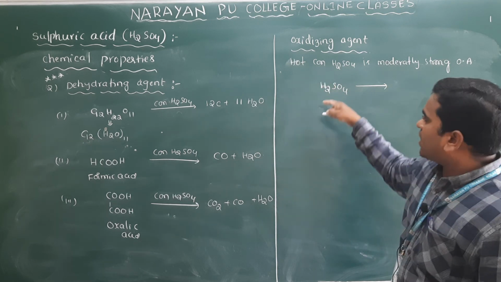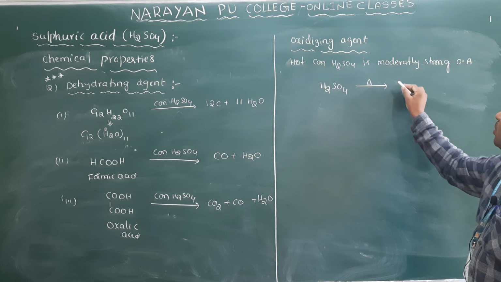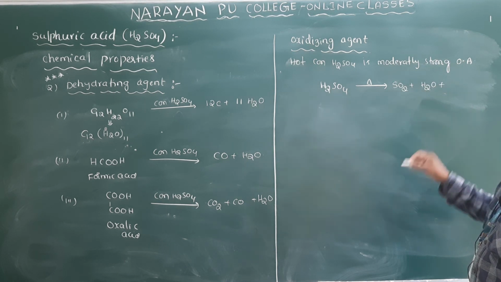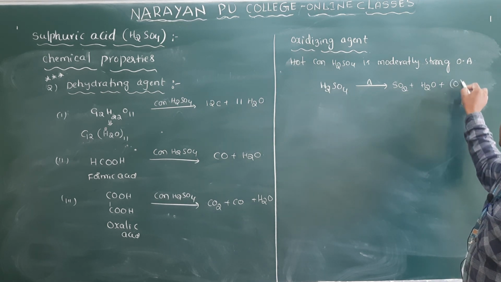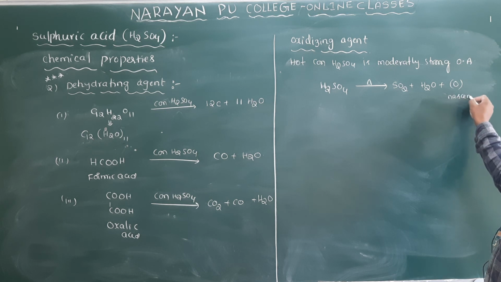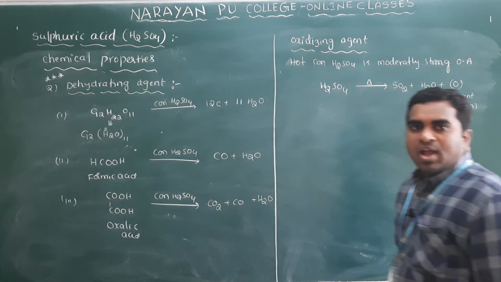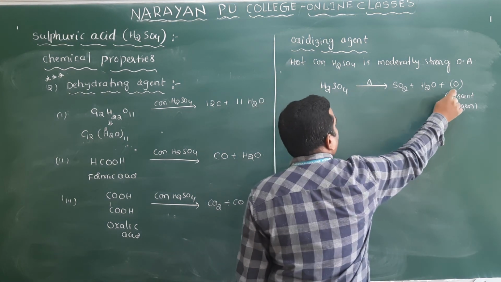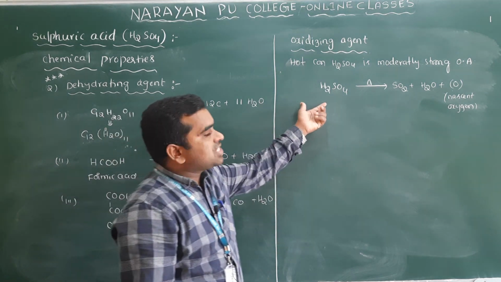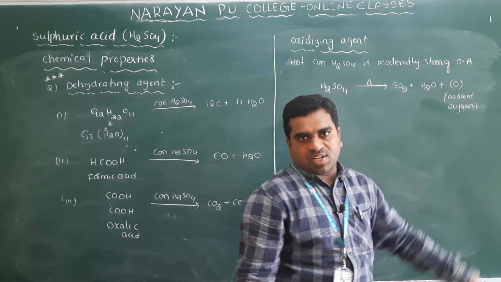What will you get? First of all, a water molecule will be removed. You will get SO2 plus H2O, and here one oxygen is left. Here there are 3 oxygens, and in H2SO4 there are 4 oxygens. One nascent oxygen is left. That nascent oxygen is responsible for the oxidizing property of H2SO4. So it is an oxidizing agent, meaning it oxidizes other substances by providing this nascent oxygen. Clear?